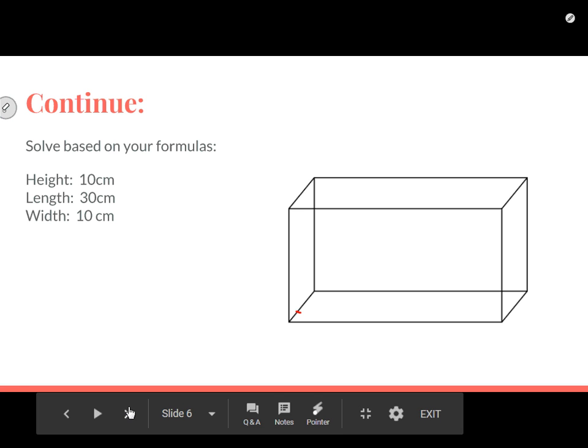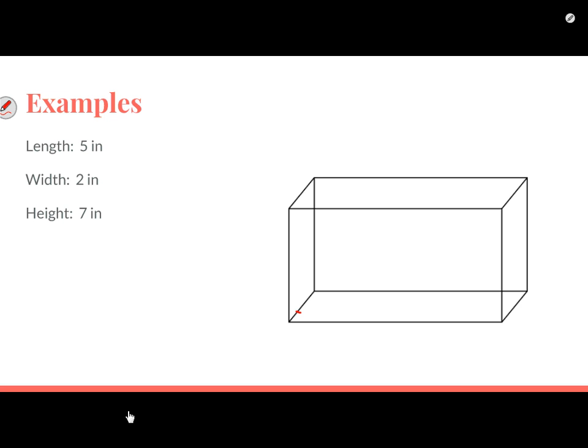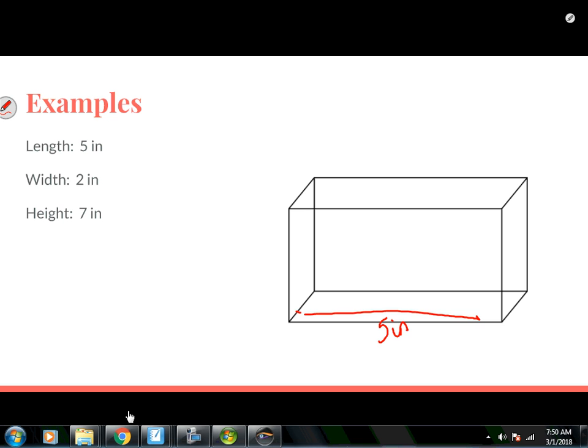And that's what we just did. We solved based on our formulas. Okay, so let's do some examples real quick. So our length is 5 inches. Our width is 2 inches. And our height is 7 inches.